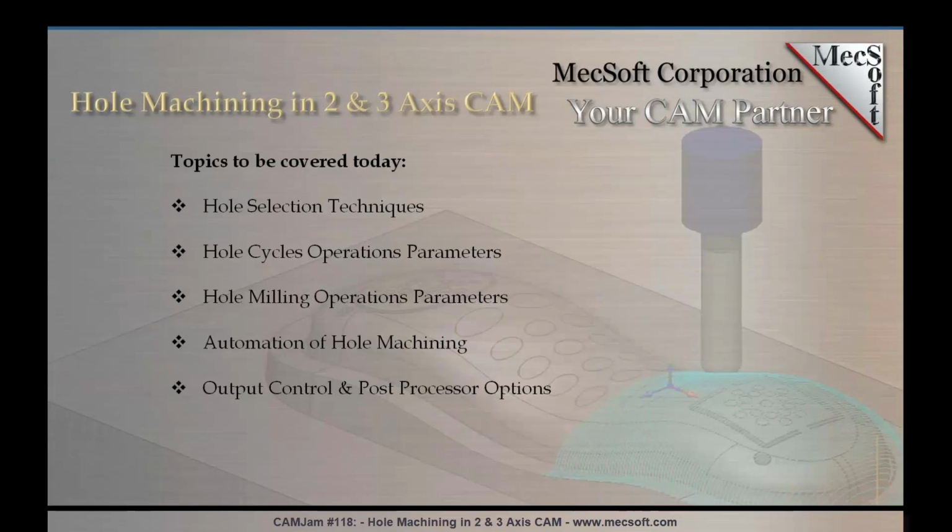Today's webinar is titled Hole Machining in 2 and 3-axis CAM. The first topic we're going to cover is hole selection techniques. Uday is going to show you the different ways we can select holes, and the actual selection of these holes for machining. This will be followed by the hole cycle operations, or the hole machining operations themselves, like parameters. We'll describe most of the important parameters. I'll follow it up with a description of the milling operation parameters, and how to use them to control your hole machining or hole milling.